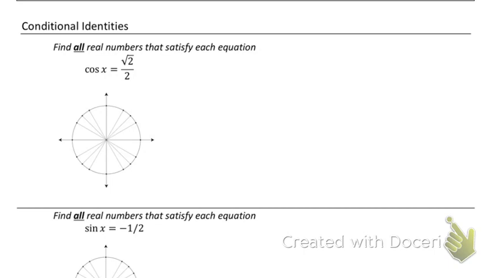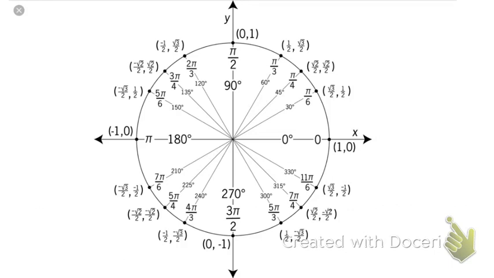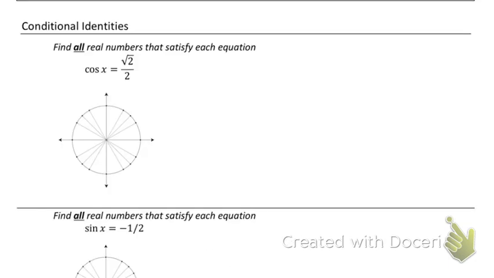Instead, this wants every possible value that I plug in for x that will result in square root of 2 over 2. If you look at your unit circle, or just know it, we're going to look where cosine equals a positive square root of 2 over 2. And cosine equals a positive square root of 2 over 2 at 45 degrees and at 315 degrees. On that little unit circle that I gave you, you would mark it here. That's our 45 degrees, and down here is our 315 degrees. So those are our two solutions on the unit circle.